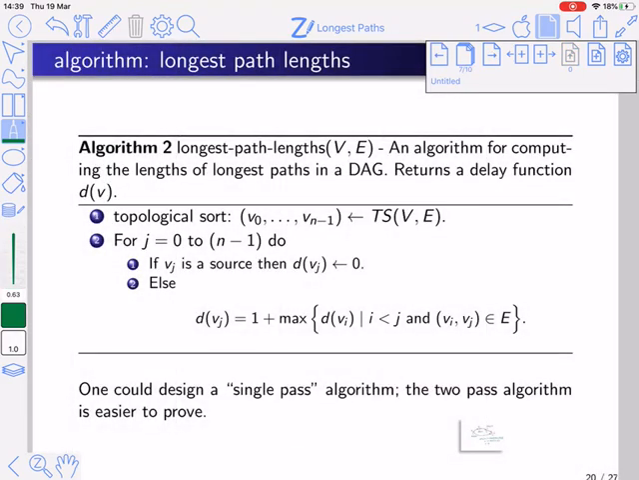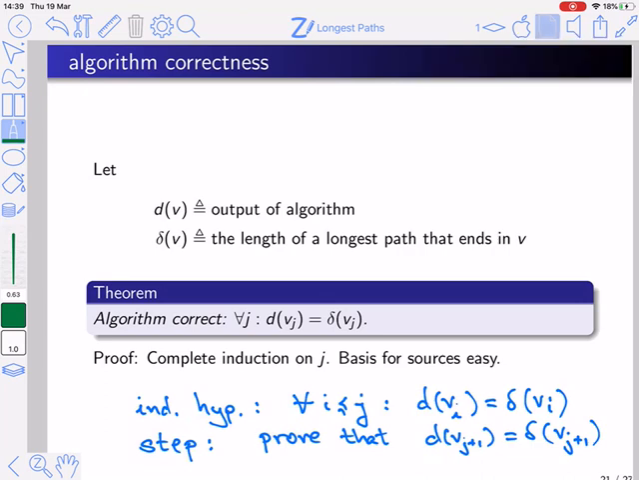Good. Now what we want to do is prove the correctness of the algorithm. So we have two quantities. The first quantity is the output of the algorithm. The algorithm assigns to every vertex v some d of v, and this d of v should equal delta of v, where delta of v is the length of the longest path that actually ends in v. And our goal is, of course, to prove that d of v always equals delta of v. This is the theorem that deals with the correctness of the algorithm.